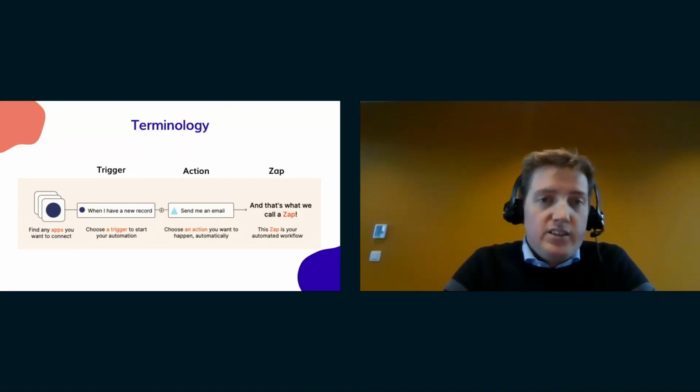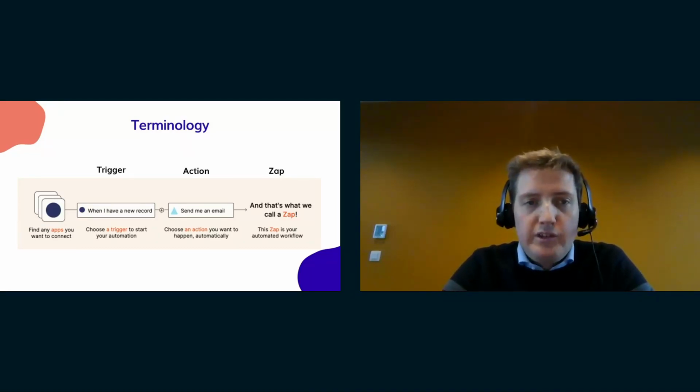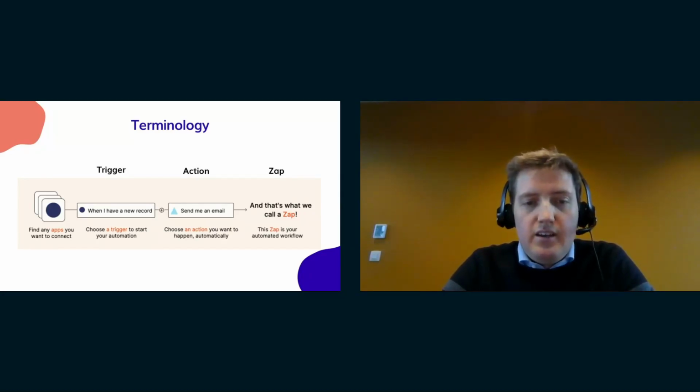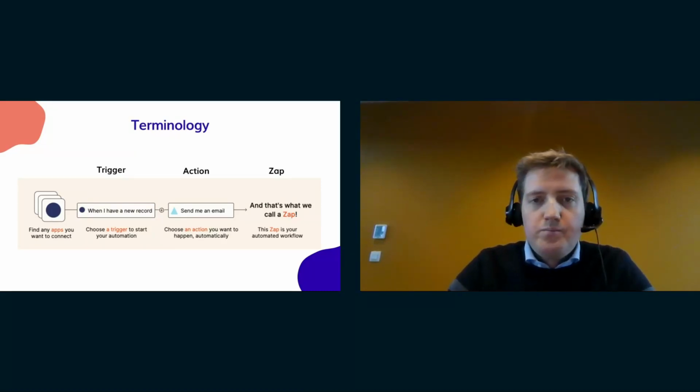Then when it finds a new record, it will go over to the action, which in this example is sending it to Flexmail. So the action is what happens when Zapier finds a trigger, and it will send the Google contact that is found to Flexmail in this example.